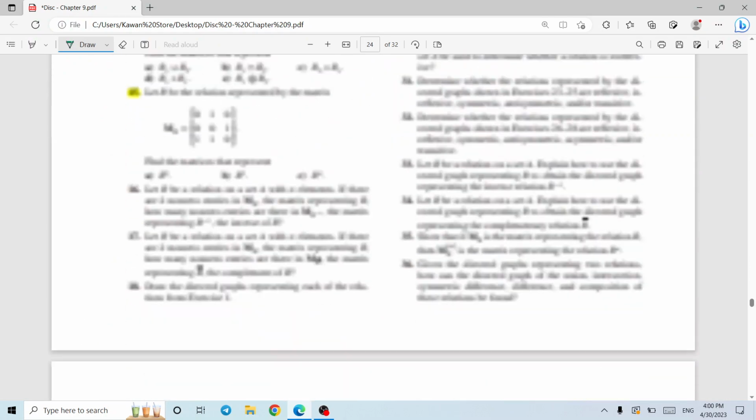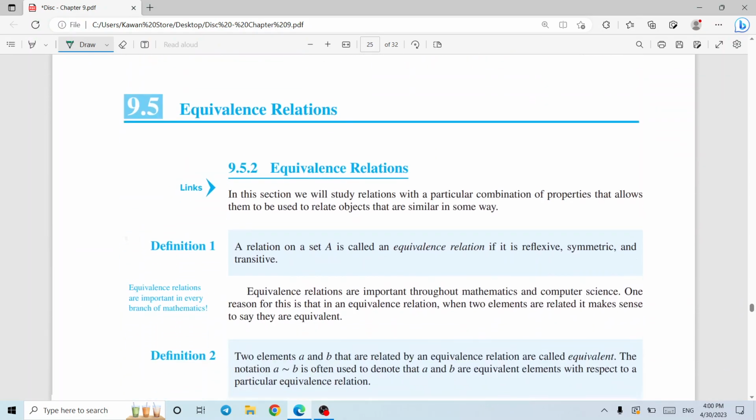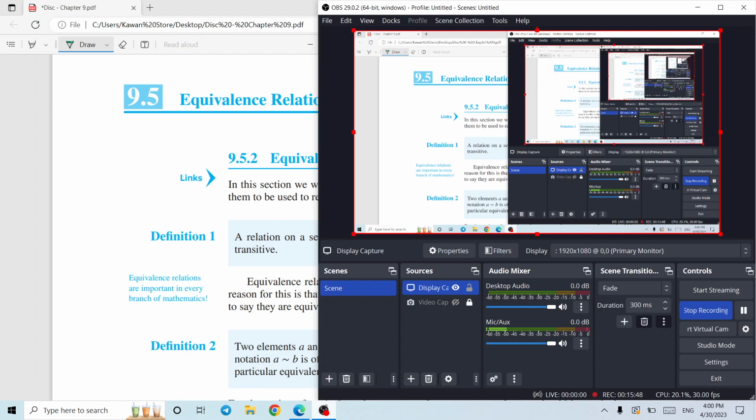Kindly try to study and solve the exercises.